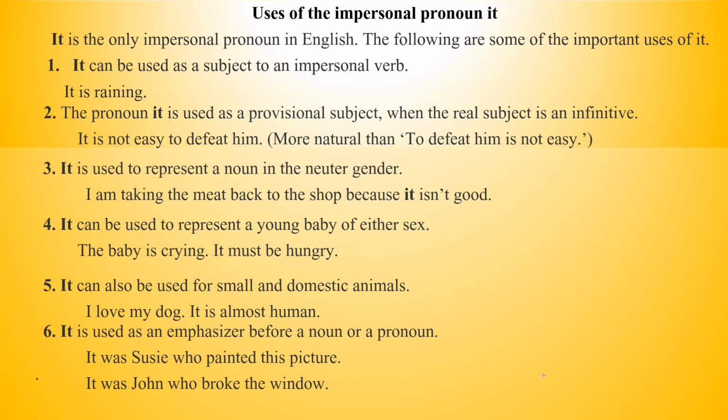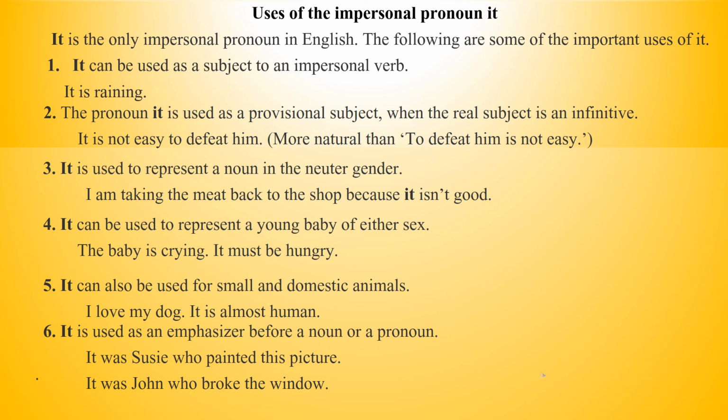For example, it can be used as a subject to an impersonal verb. It is raining. So here this word it is not used for showing any noun or in place of any noun. That's why it is called an impersonal pronoun. The pronoun it is used as a provisional subject when the real subject is an infinitive. For example, it is not easy to defeat him. More natural than to defeat him is not easy. In this sentence also, it is not used in place of any noun.